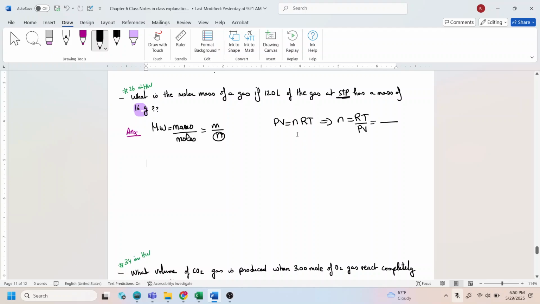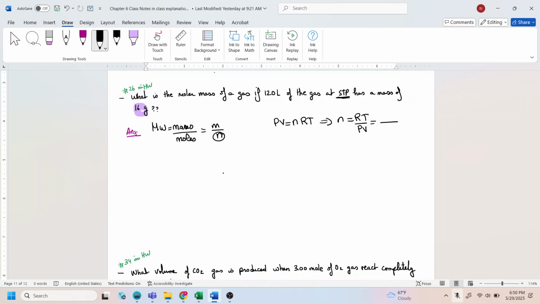Another way is simply to make a new formula by substituting the n, because we know that the number of moles is equal to the mass divided by the molecular weight.